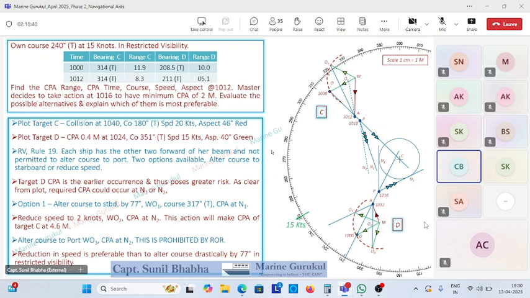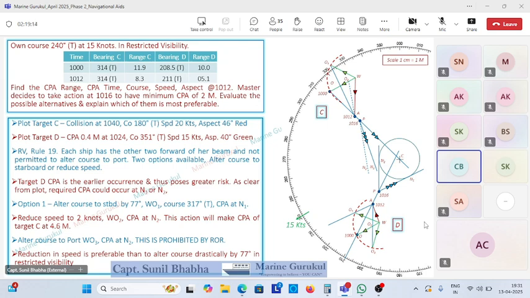Okay beta, okay. Now let's evaluate both. One is you are saying that reduction of speed will take a longer time. Now beta, in restricted visibility, we are supposed to keep our engines on standby. They should be ready for maneuvering anytime. So considering the reduction, present speed is at 15 knots. Our ship is not at maneuvering, it is given as 15 knots. So coming down from 15 to 2 knots will take a longer time than alteration by 77 degrees. Right. Okay, all right, accepted.